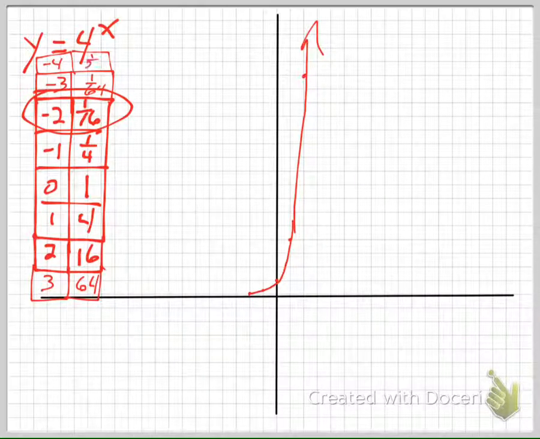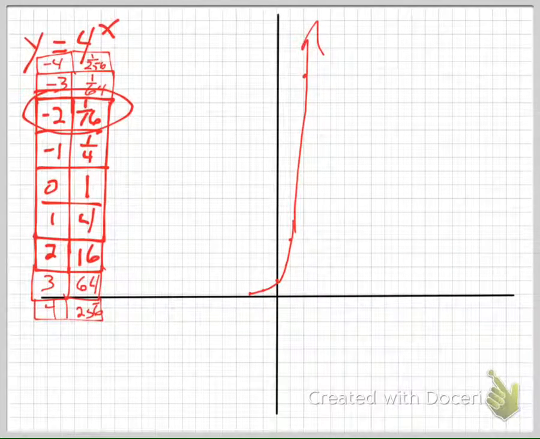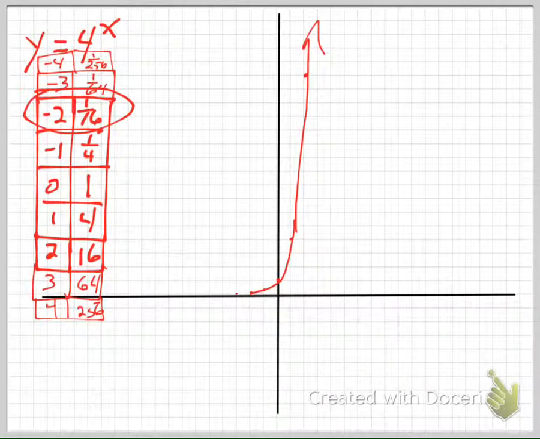It will be 1 over 256, which would mean that if I made x 4, it would be 256. Now notice this though. If x is negative 3, now we're talking about 1/64. Can I draw that closer? And then if I make it negative 4, it's even closer. So tell me what's happening here. What do you see is going to happen?